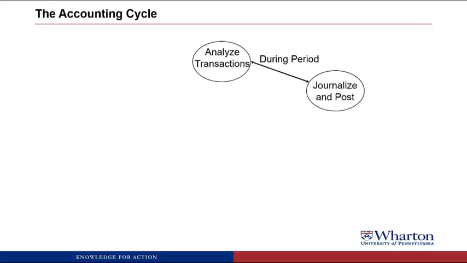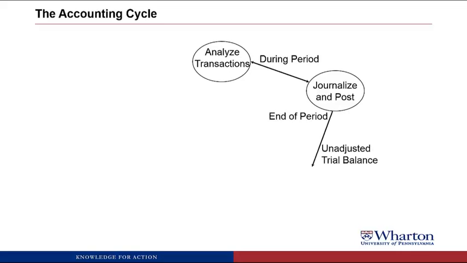So the first thing that happens is during the period when you're operating, transactions happen. You analyze them using the approach we talked about before. Which accounts are affected? Did they increase or decrease? Do we debit or credit? And then you do journal entries and you post those to T accounts.